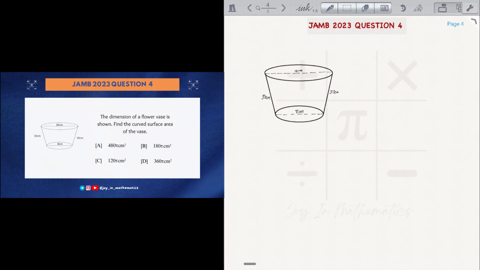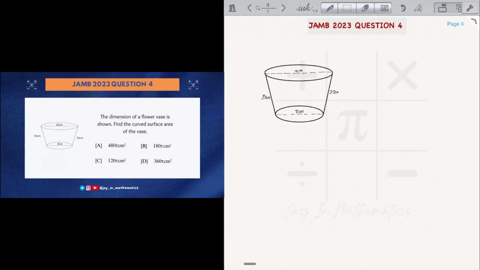JAMB 2023 question 4. We're given the dimension of a flower vase as this, with the upper radius of 16 centimeter and the lower radius of 8 centimeter and a slant height of 30 centimeter. We should find the curved surface area of the vase. So we are looking for the area embedded in this vase. But how do we go about that?